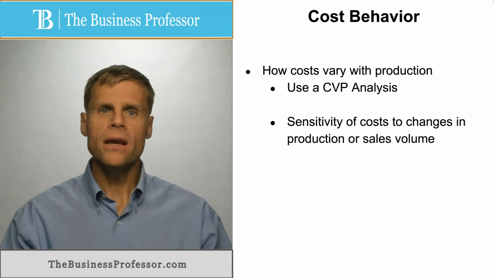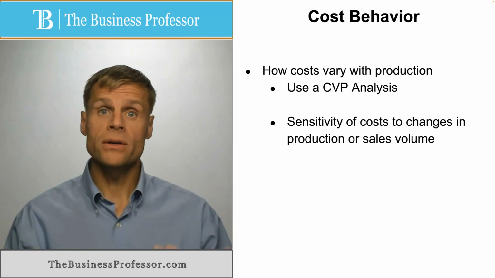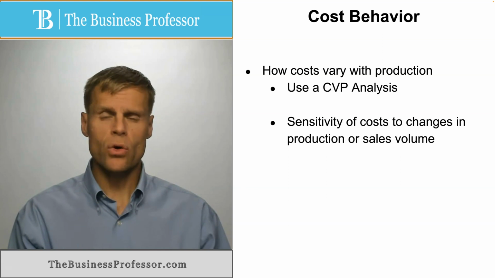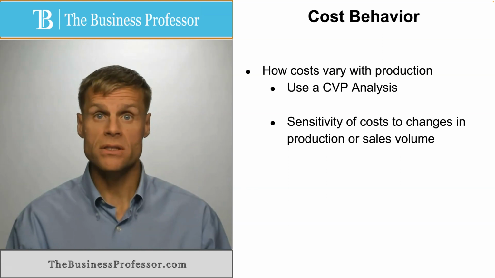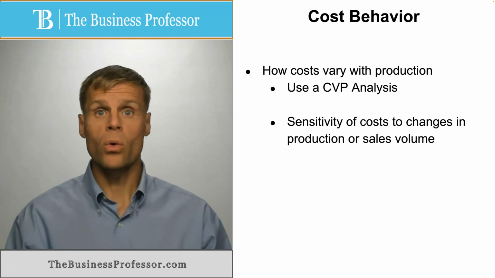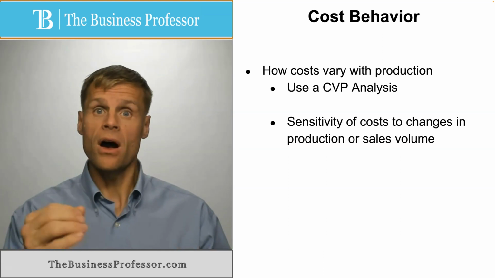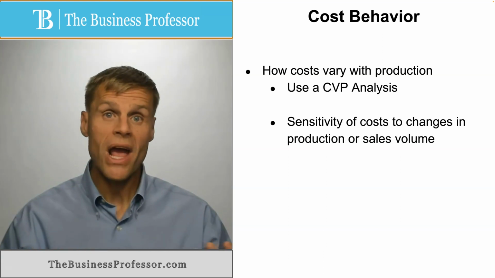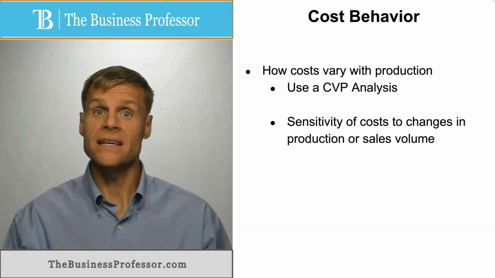Most notably, we use the cost volume profit analysis to measure how costs change, or the sensitivity of costs to changes in the volume of production or the overall profitability of the organization. So how do any of these three variables change with respect to each other?